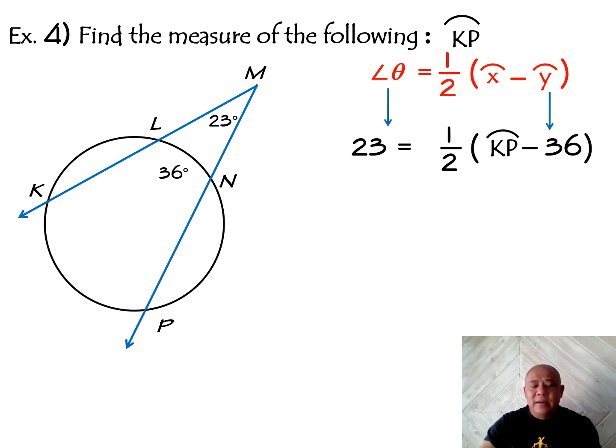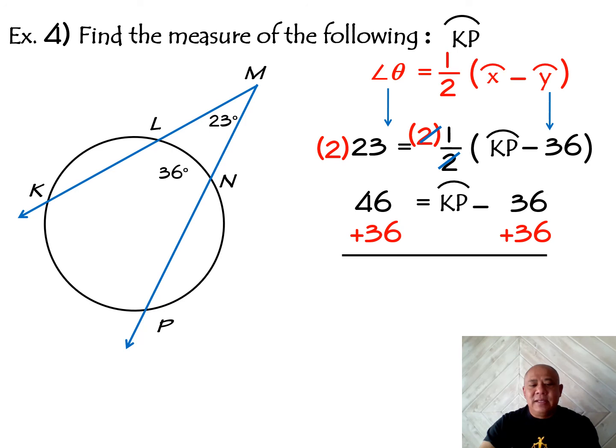So again, get rid of the half by multiplying by 2. That gives me 46 equals KP minus 36. Solve this equation: add 36 to each side, cancel it out, and you get 82 degrees. So KP is equal to 82 degrees.